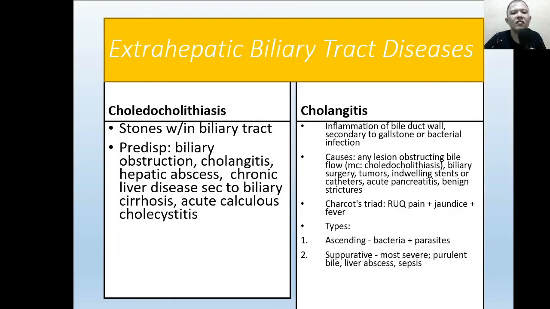Okay. So let's go to extrahepatic biliary tract diseases. So we're going out of the gallbladder. When we say cholelithiasis, this is simply the retention of stones or gallstones in the biliary tract. Okay. Next is cholangitis. So when the bile duct is inflamed, then that is cholangitis.